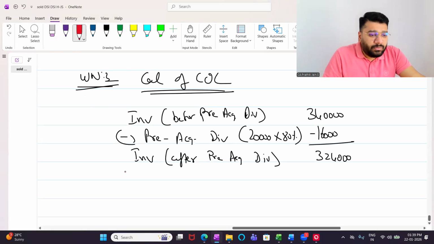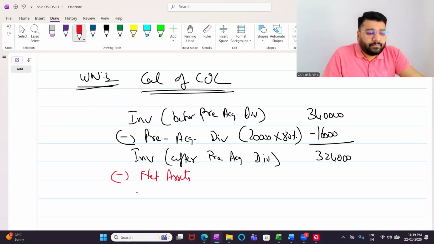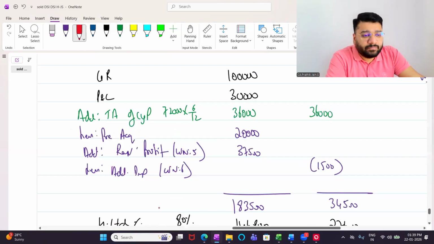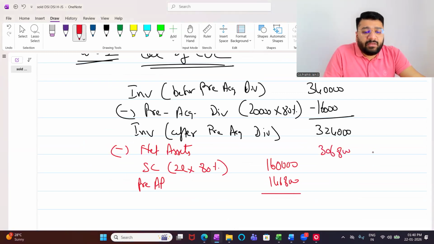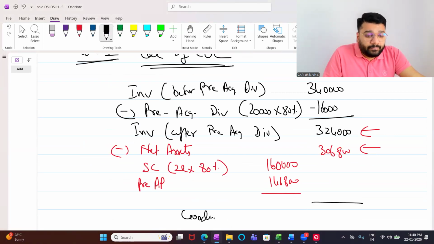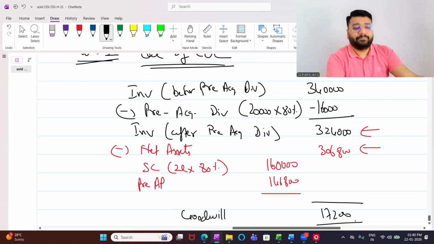Now, minus net assets. Share capital 2 lakh into how much? 80%. 1,60,000. And pre-acquisition profit 1,46,800. That is 3,06,800 worth of benefit you got by paying 324. So how much extra have you paid? 17,000. Correct. Goodwill is 17,200. Is it correct? Next working.